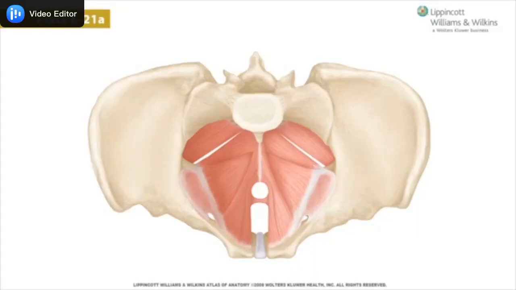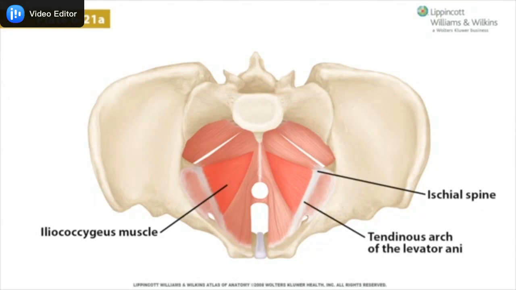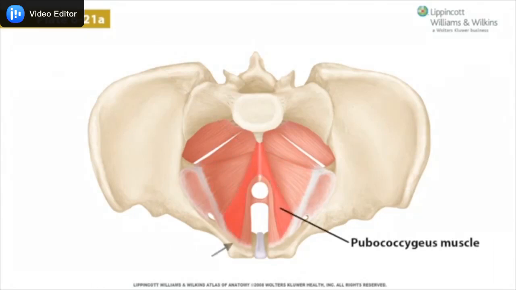Based on its name, one might imagine that the iliococcygeus attaches to the ilium, but it does not. In lower mammals, where it was first named, it does. It originates from the ischial spine and the tendinous arch of the levator ani and inserts on the coccyx and the anococcygeal ligament, which extends from the tip of the coccyx anteriorly along the midline to the anal canal. The pubococcygeus originates on the superior pubic ramus and tendinous arch of the levator ani and inserts on the coccyx and the anococcygeal ligament.